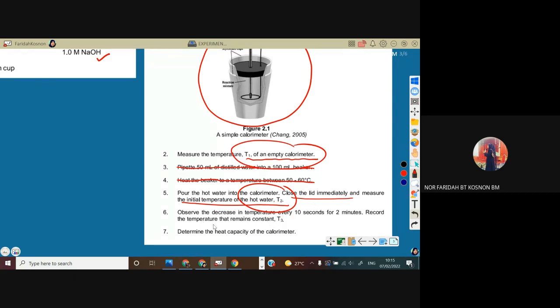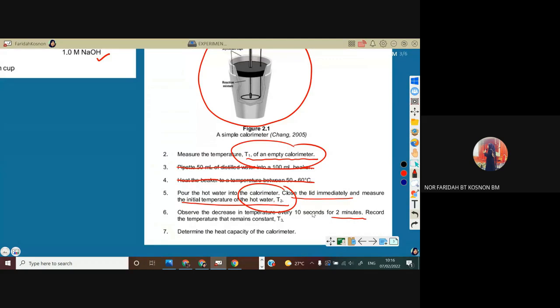You have to observe the decrease in temperature for every 10 seconds for 2 minutes. Bila you masukkan hot water tu tadi ke dalam calorimeter, tutup dengan cepat, jangan tanggalkan thermometer tu. Okay, observe the decrease in temperature. So nak observe kat mana? Tengok thermometer, selama 2 minit, for 2 minutes. For every 10 seconds, you have to record dia punya temperature. Setiap 10 saat tu berapa dia punya temperature. Memang kena record selama 2 minit.